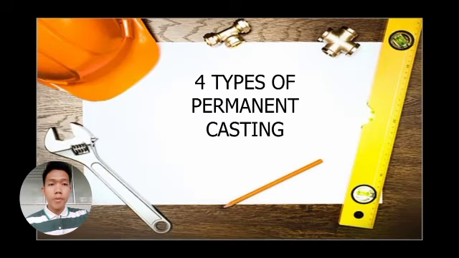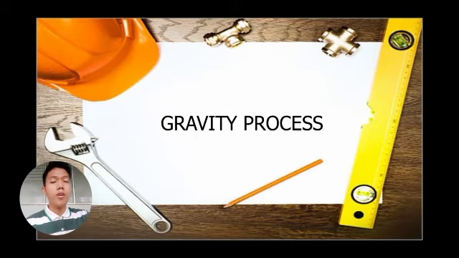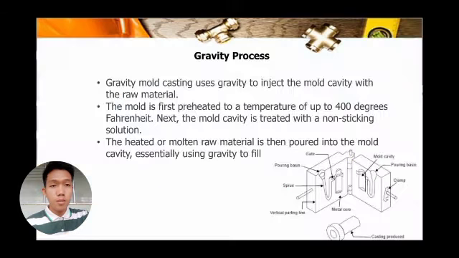So, the four types of permanent casting. 1. The gravity process. Gravity mold casting uses gravity to fill the mold cavity with the raw material. The mold is first preheated to a temperature of up to 400 degrees Fahrenheit. Next, the mold cavity is treated with a non-sticky solution. The heated or molten raw material is then poured into the mold cavity, essentially using gravity to fill it.